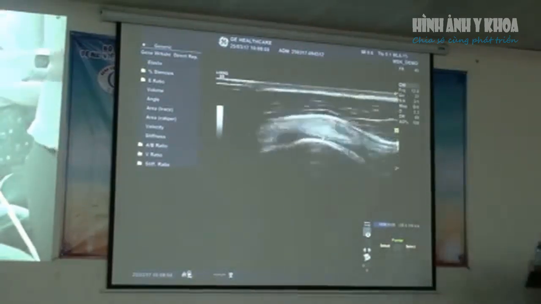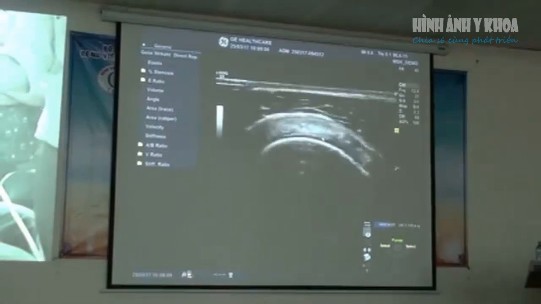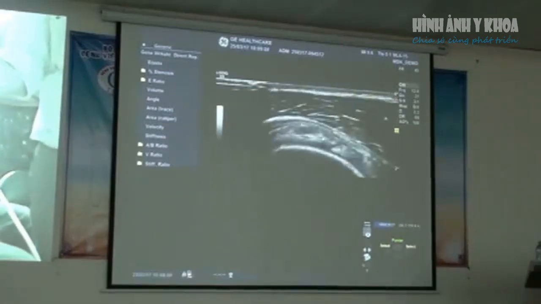So the next thing that we do is have a look in transverse. So just turn the probe 90 degrees.